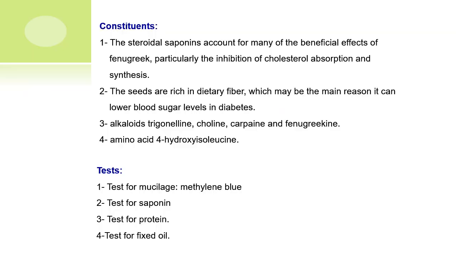The fenugreek seeds contain a steroidal saponin known as diosgenin, which is responsible for many beneficial effects of fenugreek. In addition, there is dietary fiber, which is responsible for the blood sugar decreasing activity of fenugreek. Alkaloids such as trigonelline, choline, carpaine, and fenugreekine. Amino acid 4-hydroxyisoleucine, and minerals such as iron and selenium.